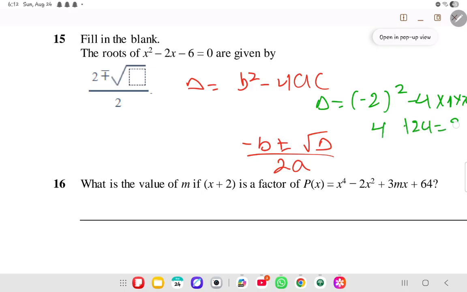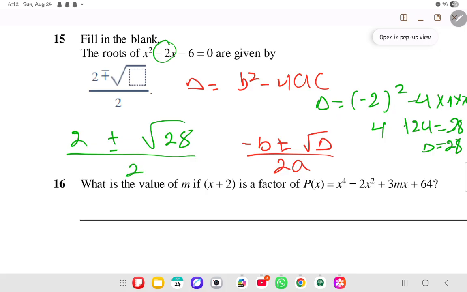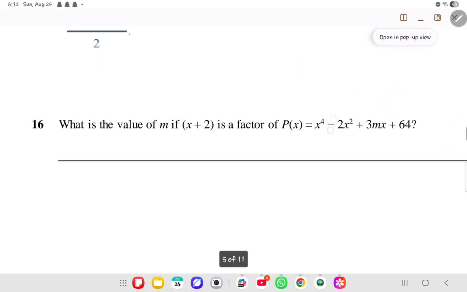Which is 28. Now we have the value of the discriminant, which is 28. Now to find the root, you will take minus b. So in this case, b is what? Is minus 2. So minus 2 is gonna be 2, plus or minus radical discriminant, which is 28, over 2. As you can see, this is the answer they wanted from us. So that means fill in the box. It is what it is, 28.